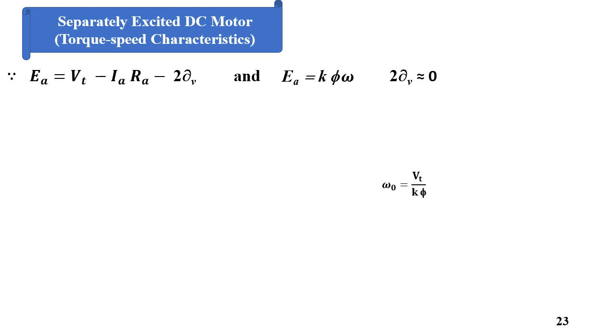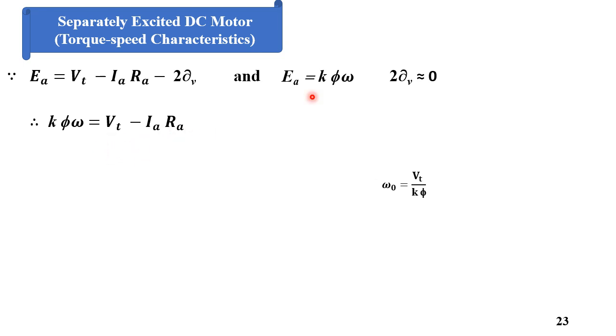We now need to obtain the torque speed characteristics of the separately excited DC motor. We have EA equals V terminal minus IARA minus 2 delta V, and EA is equal to K, which is the motor constant, times phi times omega. We assume here that 2 delta V is approximately 0. Then we will substitute for EA in the equation. We have k phi omega equals V terminal minus IARA.